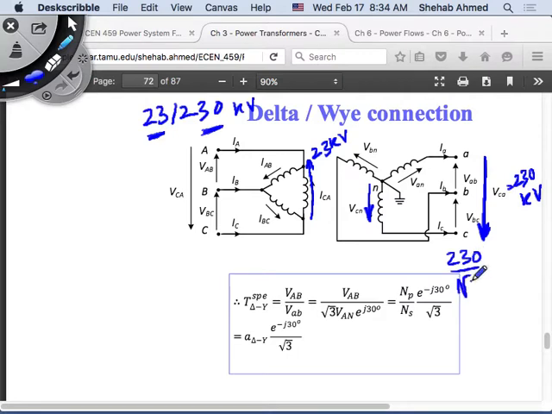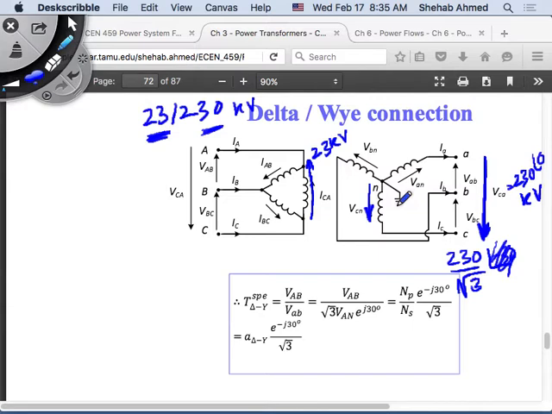over the square root of 3. Why is it 230 and not 23? Lagging the line voltage by 30 degrees, minus 30, assuming this was angle 0. If I just want the magnitude, then the magnitude is 230 over square root of 3. Why is it not 23? No, because I said the terminal voltage on the primary is 23. Terminal voltage on the secondary is 230 for this transformer. So it's a step-up transformer. Also use the 230.